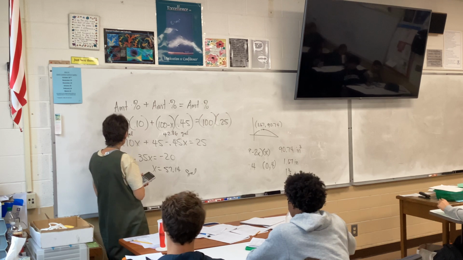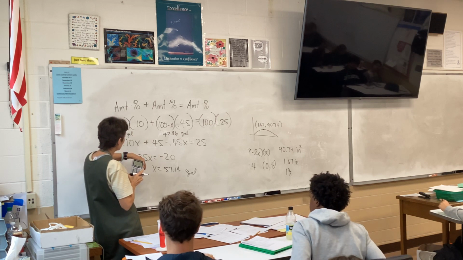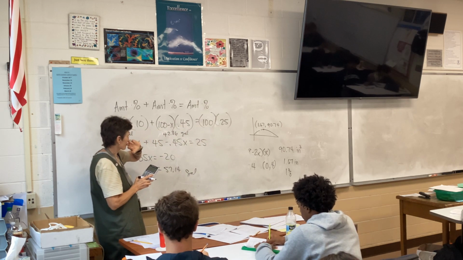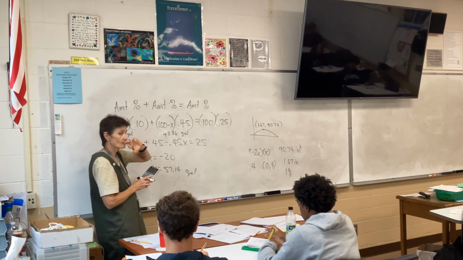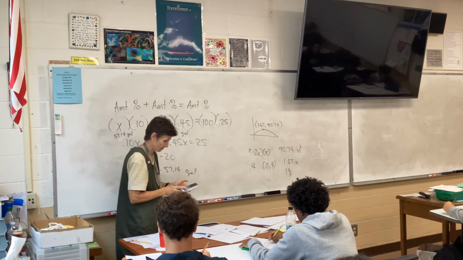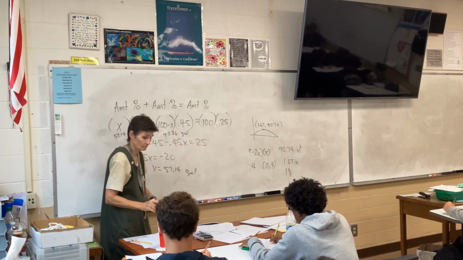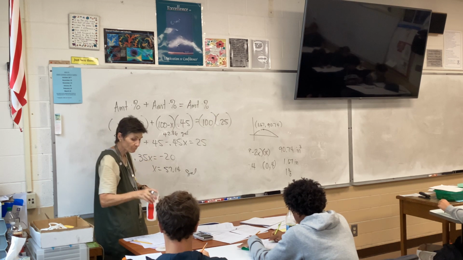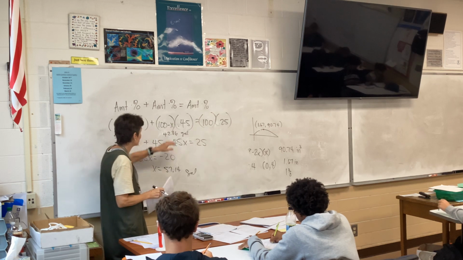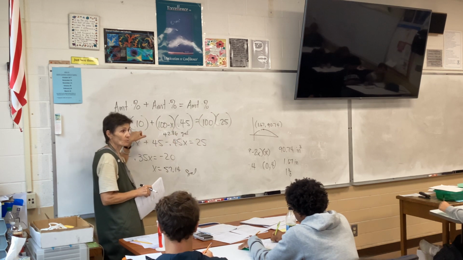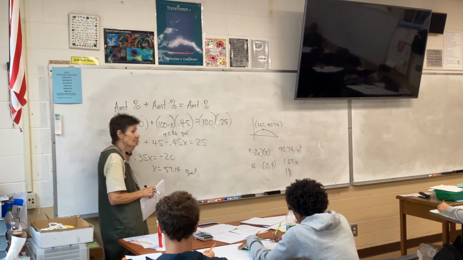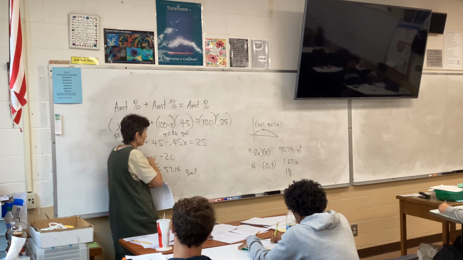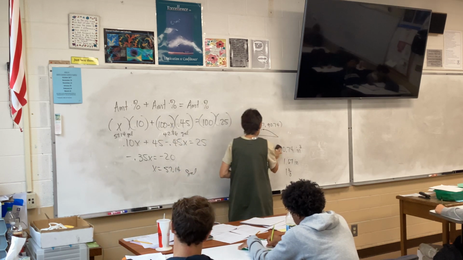I got 57.14 gallons of the 10% and 42.86 gallons of the 45%. Anybody else get that? Yep. Could I have made this one X and this one 100 minus X? Yep, and the answer would have been the same. Only your X would come out to be this, and then this would be 100 minus X. Yes, okay.